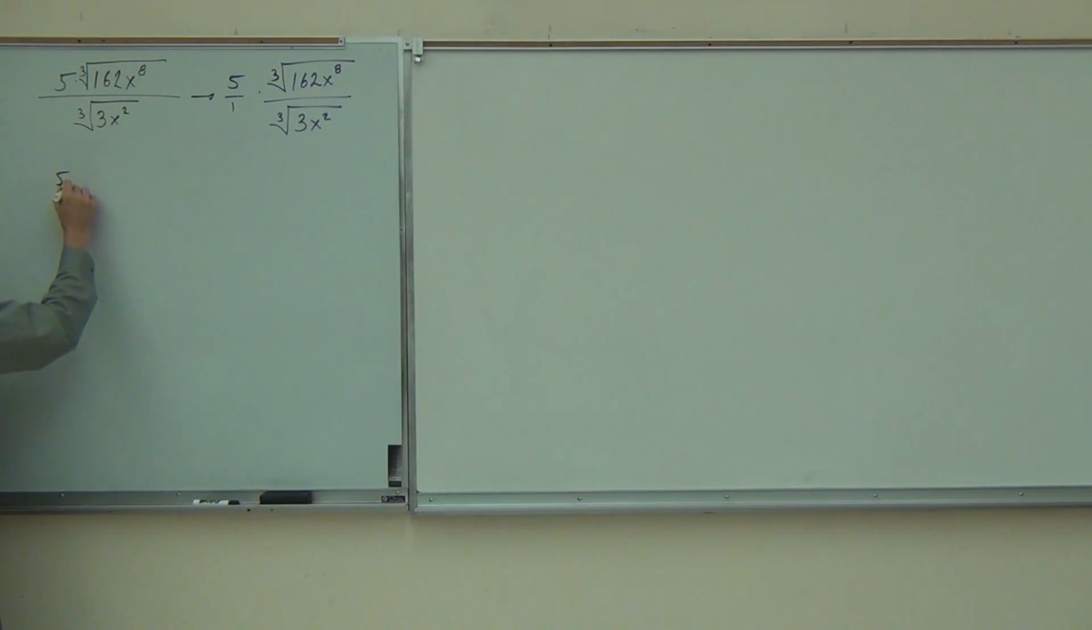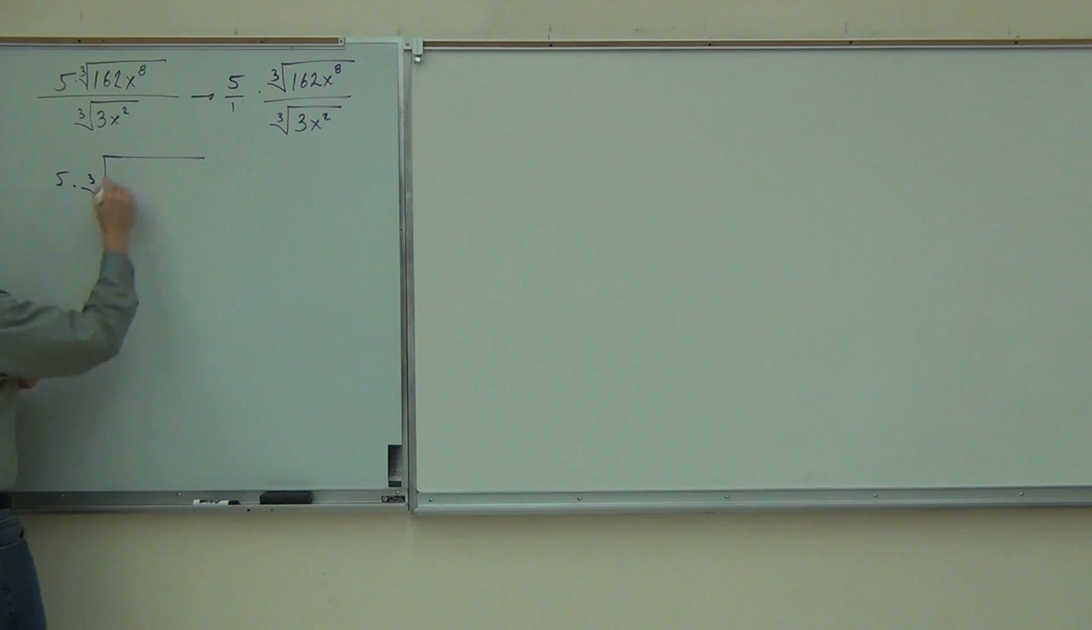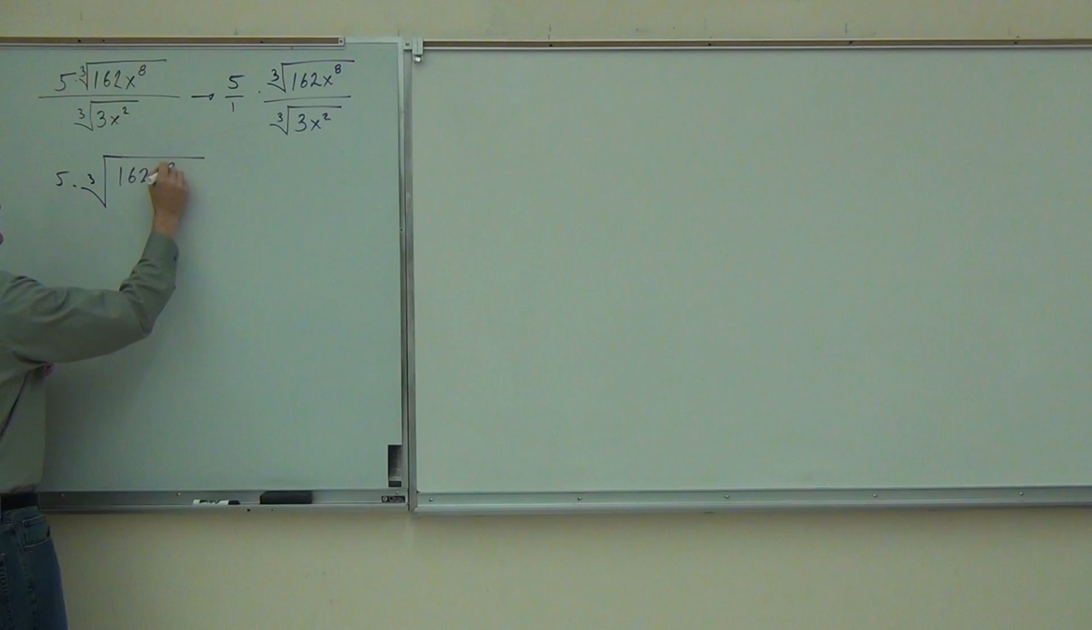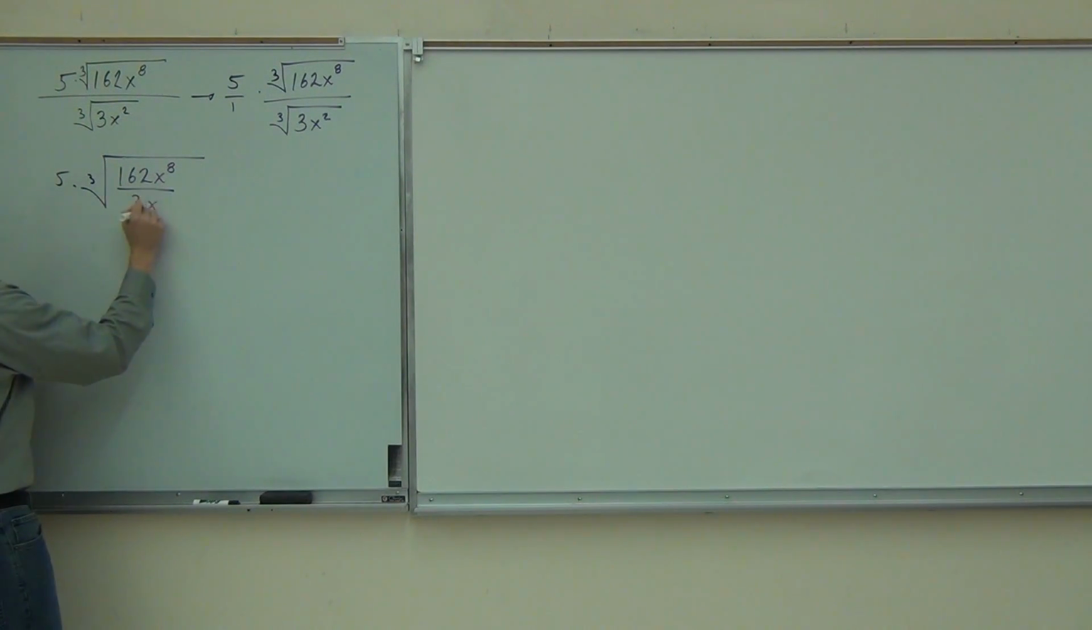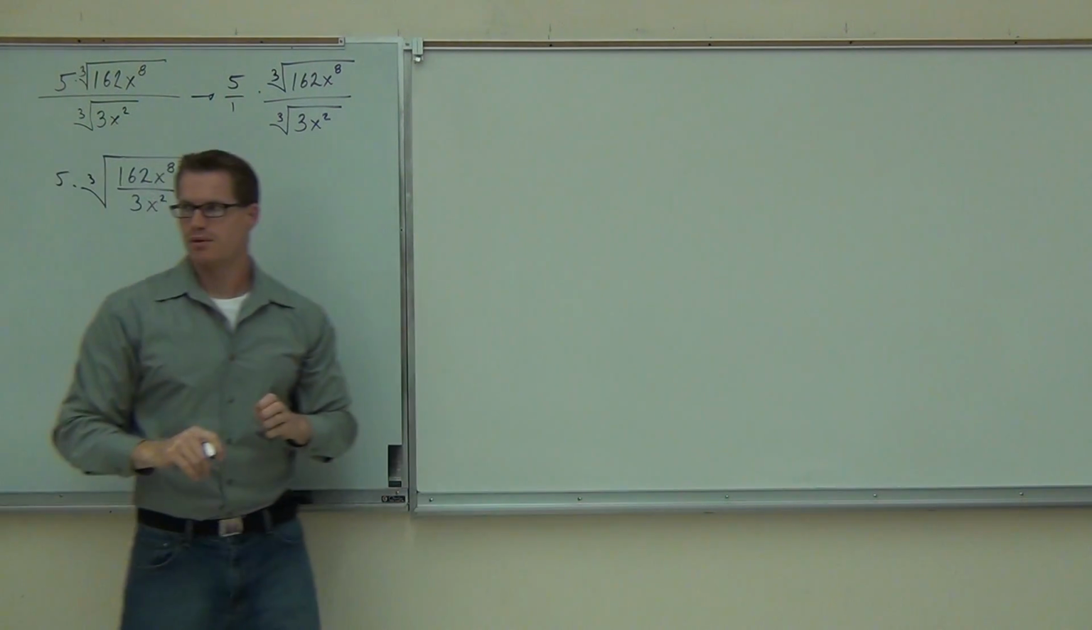and we're going to make this one radical. We're still going to have a cube root, that doesn't change, but inside of our cube root, we're going to have 162x to the 8th over 3x squared. Now just if you're okay with that one.